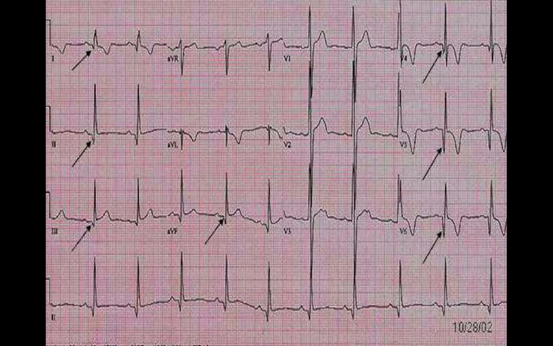So let's take a look at a couple of HCM patients. This first one has both septal and apical involvement with their HCM. We're seeing in the lateral leads very deep but narrow Q waves. We can also see that in our inferior leads a little bit. With the apical portion, we can see very deep, inverted, symmetrical T waves along our precordial leads.